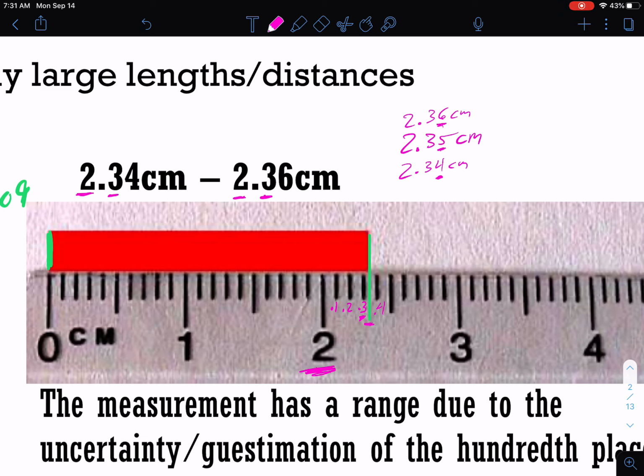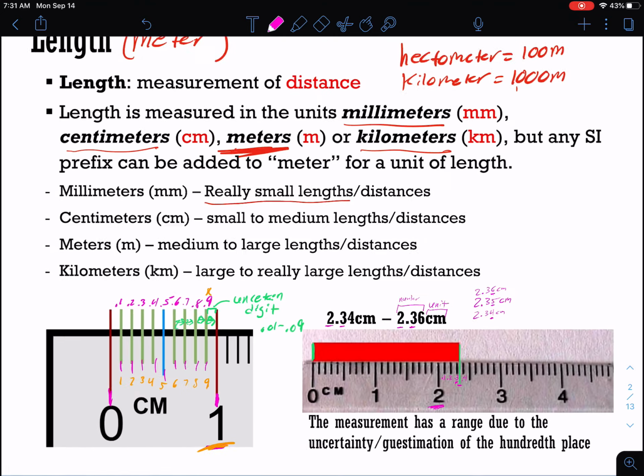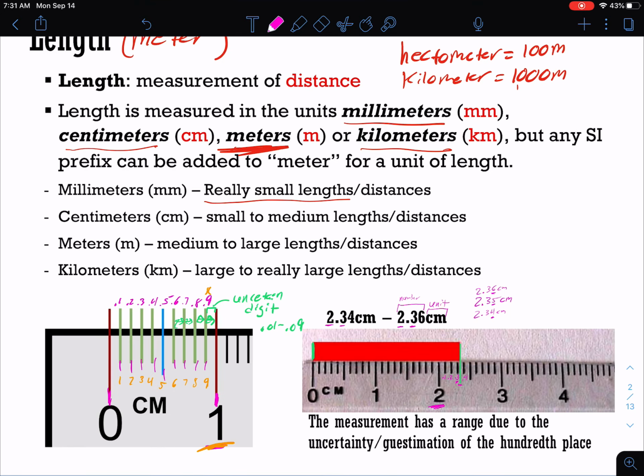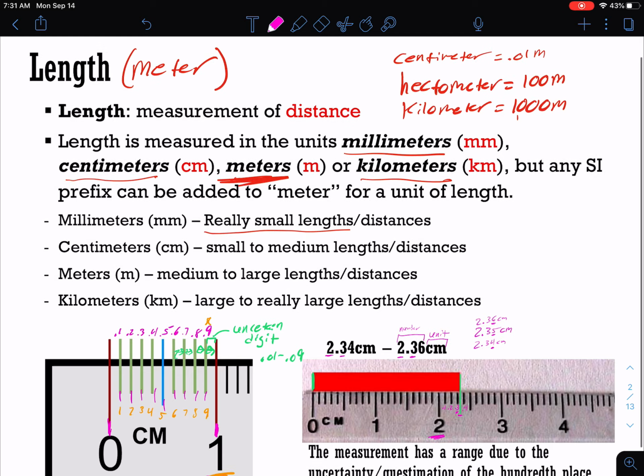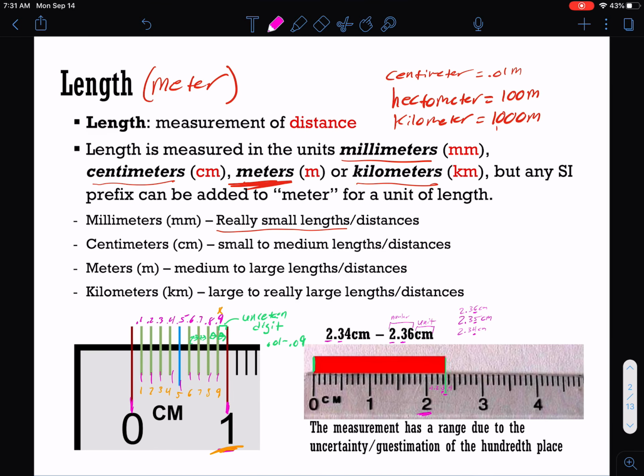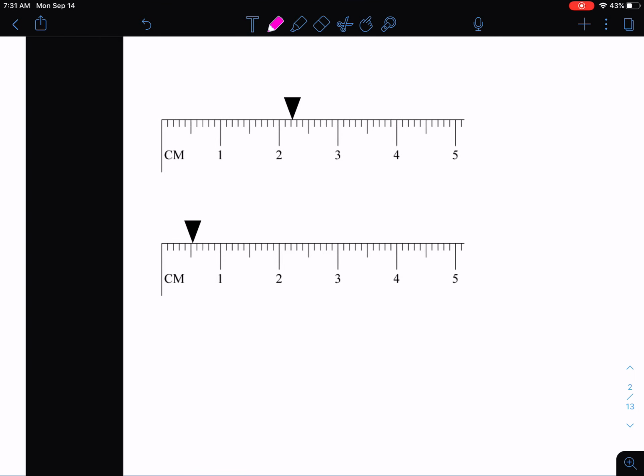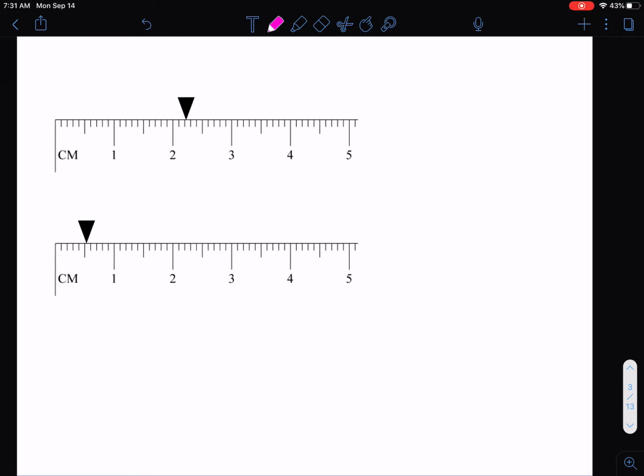The other thing is make sure that you have two parts for your measurement. You have your number and you have your unit. So that's how you measure length, and that's how we're going to be using length in this class. So here are some examples.